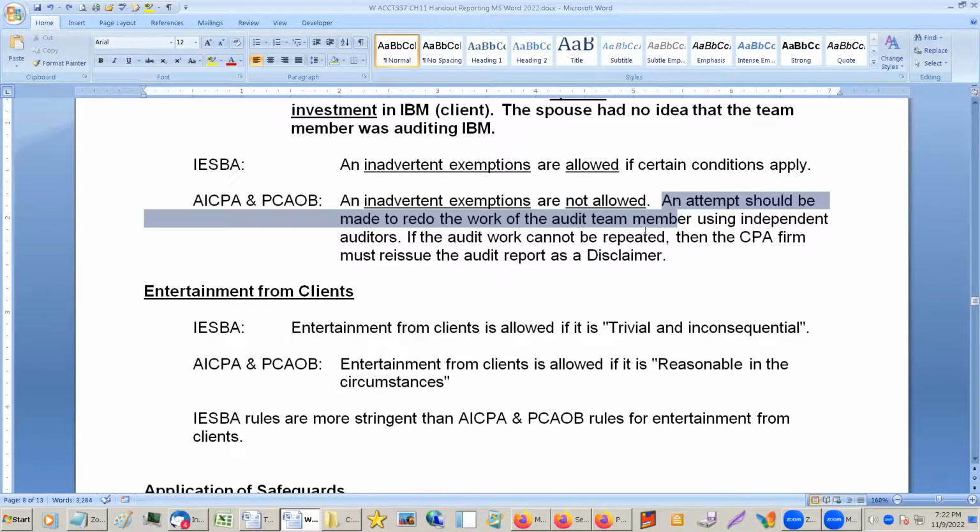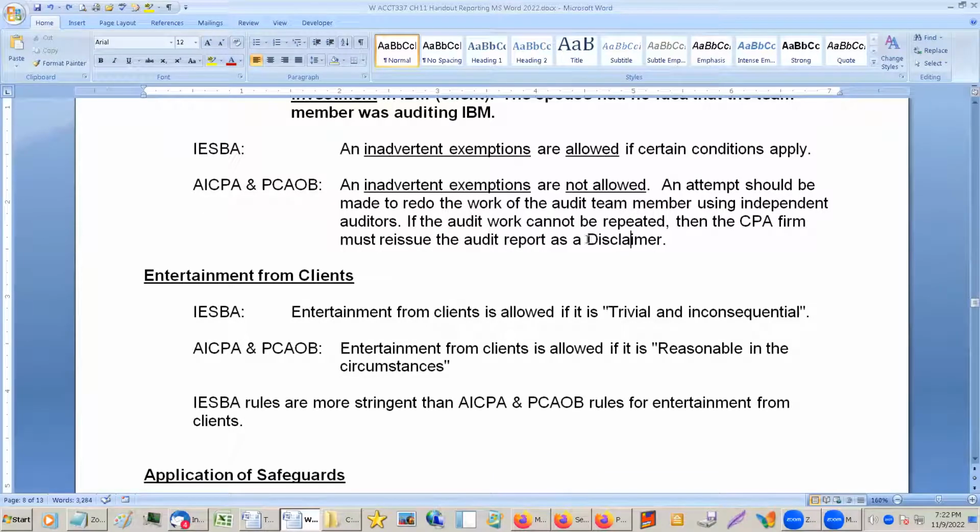So what happens? Attempts should be made to redo the audit work using independent auditors. If the audit cannot be repeated, the CPA firm must reissue the report as a disclaimer, which we'll talk about in a moment.